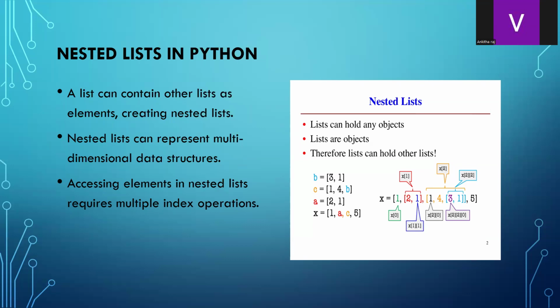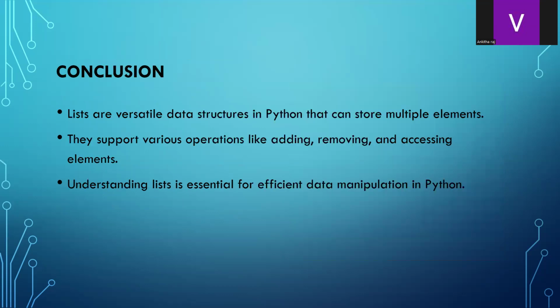B is equal to [3, 1], C is equal to [1, 4], A is equal to [2, 1], X is equal to [1, A, C, B]. X is equal to [1, 2, [1, 4], 5]. These are the examples.